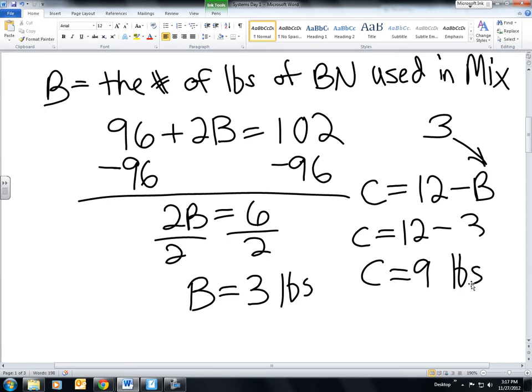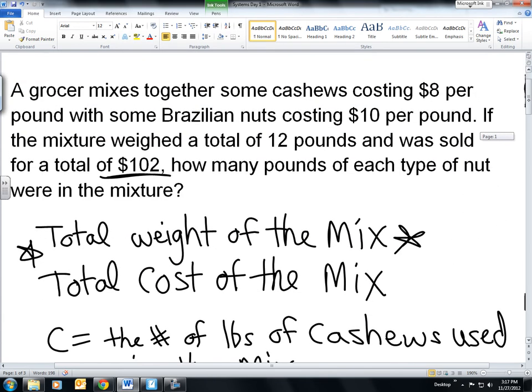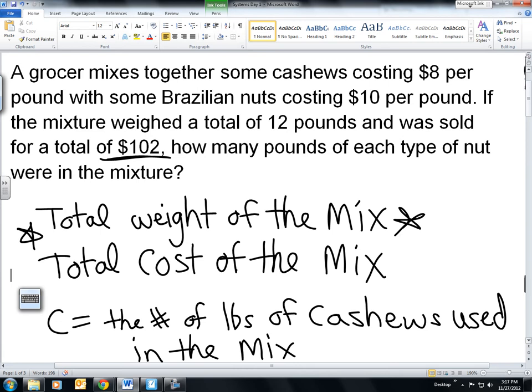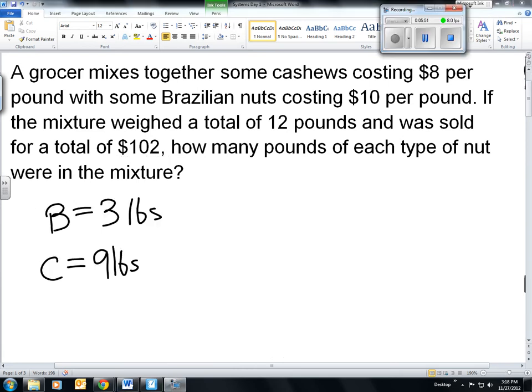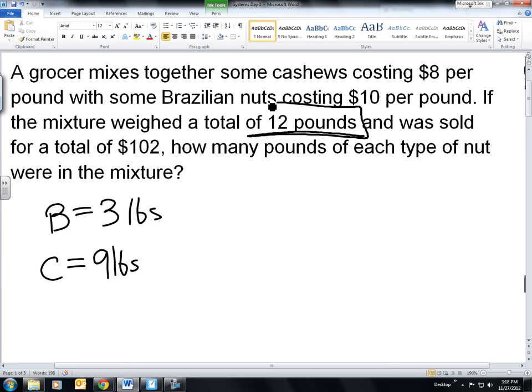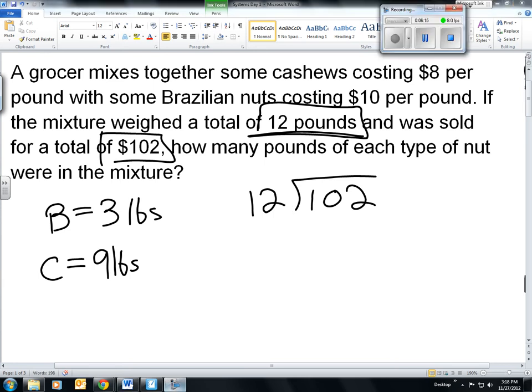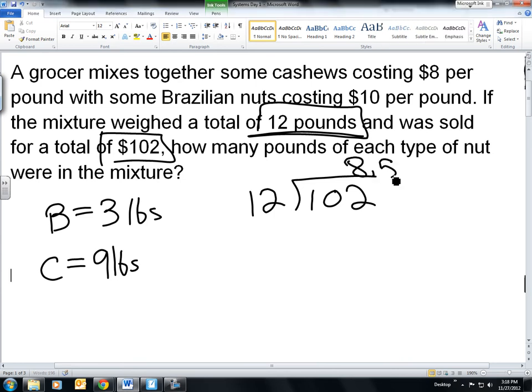Now, just as a side note here, we could also talk about how much we would sell this mixture for per pound. So again, we sold that total of 12 pounds for $102. So to find out how much we would charge per pound, we would just simply take 102 divided by 12. Doing that calculation, you're going to get 8.5, which means that we could sell that mixture for $8.50 a pound on its own.